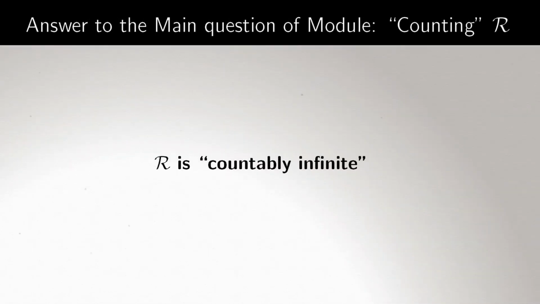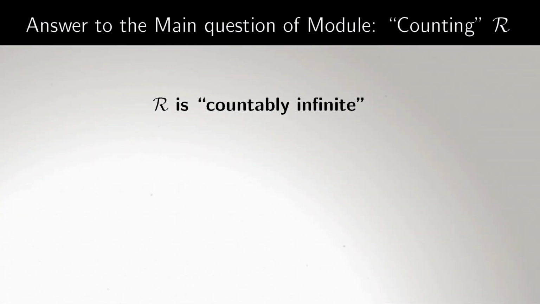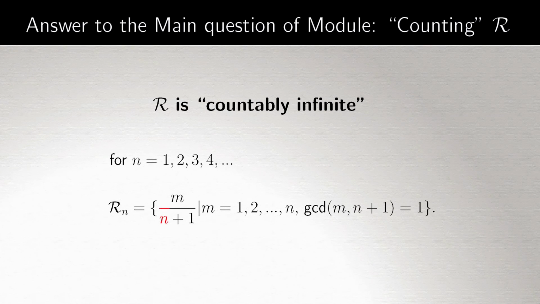Moreover, we're going to show that R is countably infinite. To understand this concept, we're going to define R sub n, which is the set of all rational numbers of the form m over n plus 1, where m is equal to 1, 2, up to n, with the greatest common divisor of m and n plus 1 being 1.